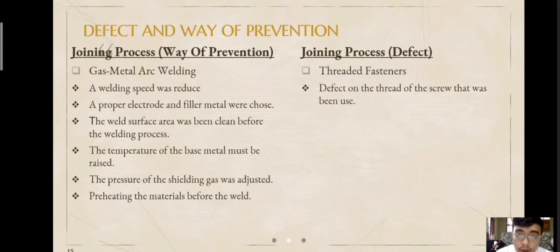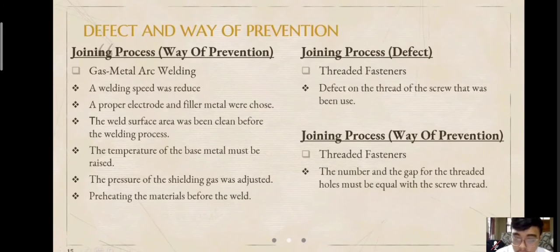And the defect for the threaded fastener is the thread of the screw that was being used. And the way of prevention is the number of threads for the threaded holes must be equal with the screw to avoid the screw from being loose.